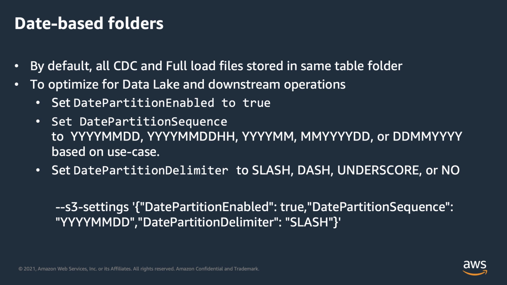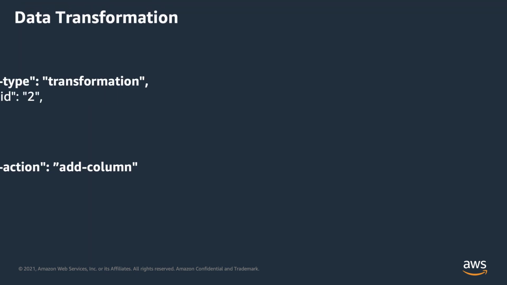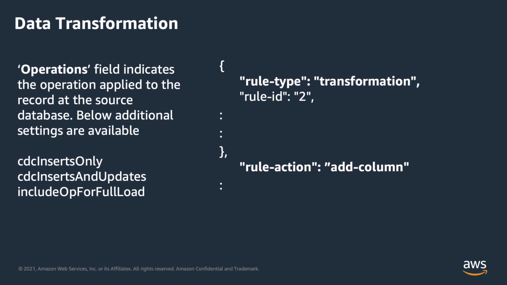Using date-based folder partitioning, you can write data from a single source table to a time hierarchy folder structure in an S3 bucket. By partitioning folders, you can better manage your S3 objects and limit the size of each S3 folder. In order to configure this, you enable ECA date partition enabled and date partition sequence as shown in the slide. Let's continue on with data transformations.